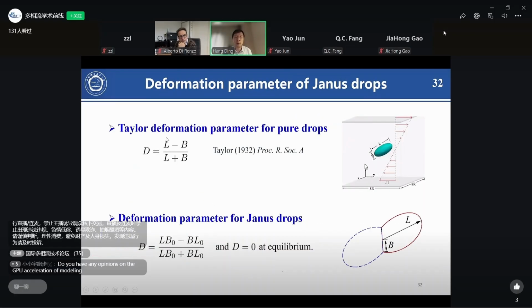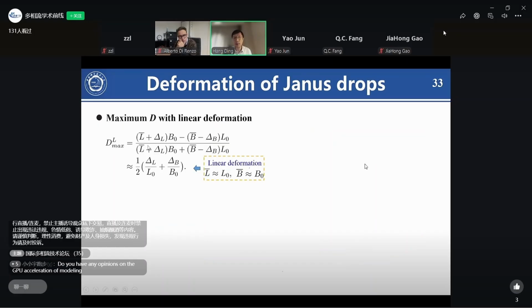For the pure droplet, Taylor has proposed a deformation parameter in this way. Similarly, for this general droplet, we can have a similar formulation like this. In this way, we can make sure that when a droplet is at equilibrium, D would be equal to 0 here. So if we put this definition of the deformation parameter here, then we have this form. If we take account of this linear deformation, that L bar is approximately equal to L0 or B bar is approximately equal to B0, then we have this simplified version here.